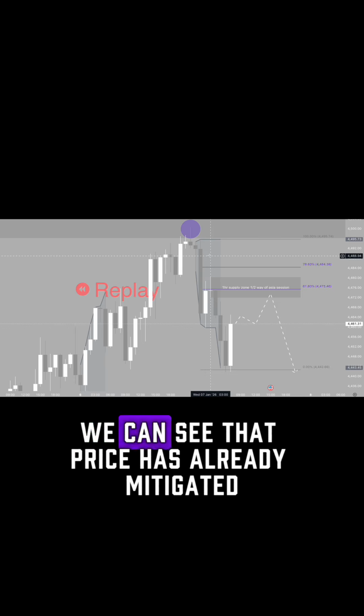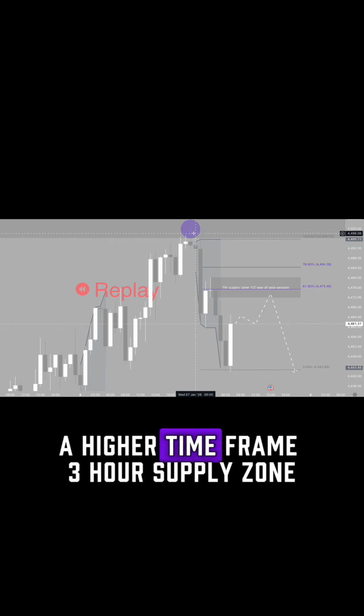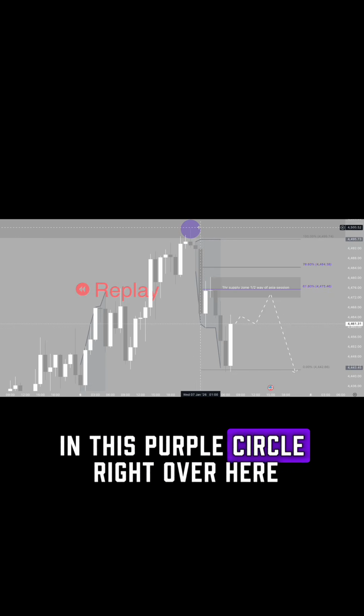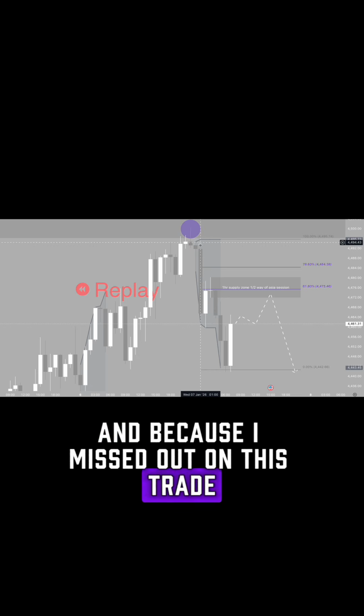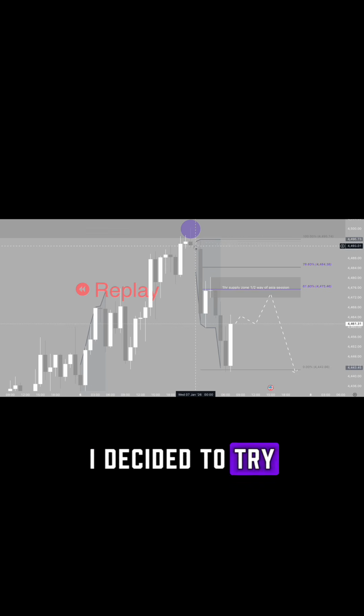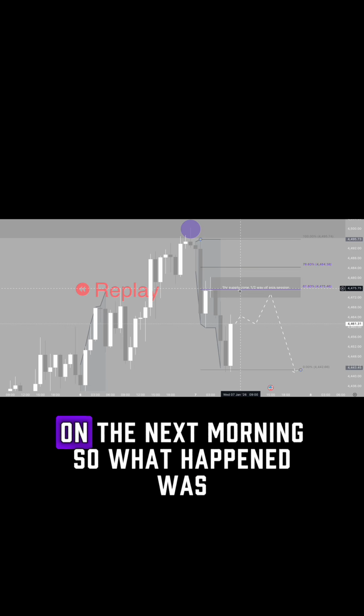So starting off, we can see that price has already mitigated a higher time frame 3-hour supply zone in this purple circle right over here. And because I missed out on this trade because it was a bit too late, I decided to try capitalize on this move in London session on the next morning.